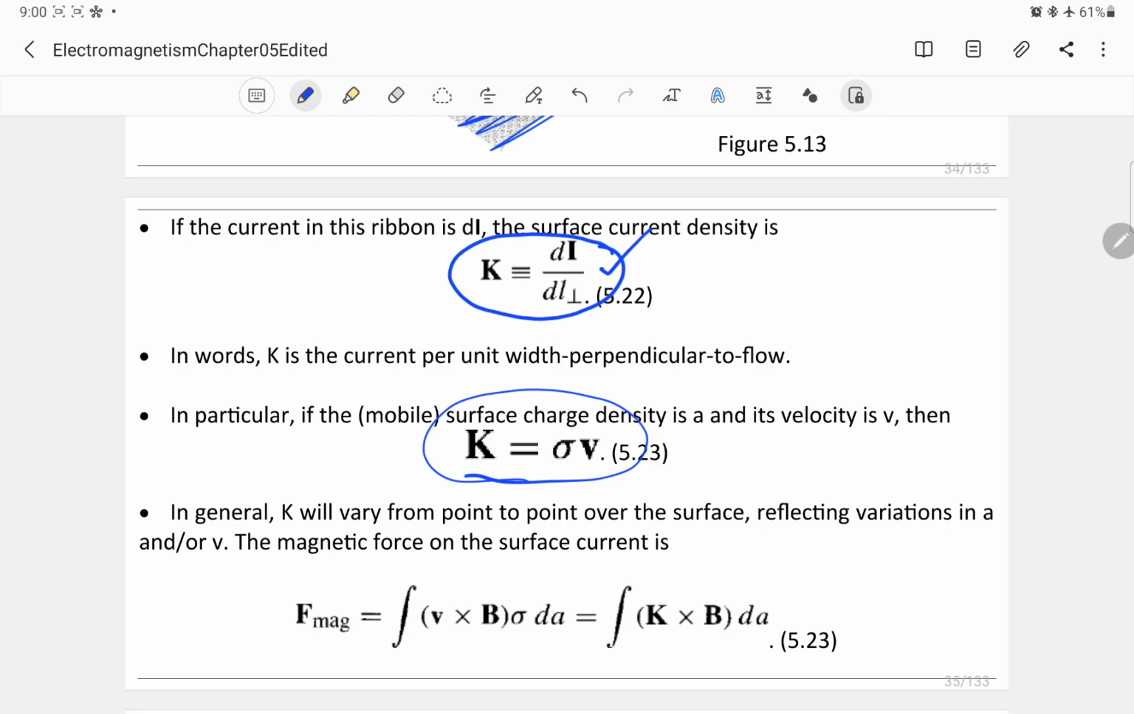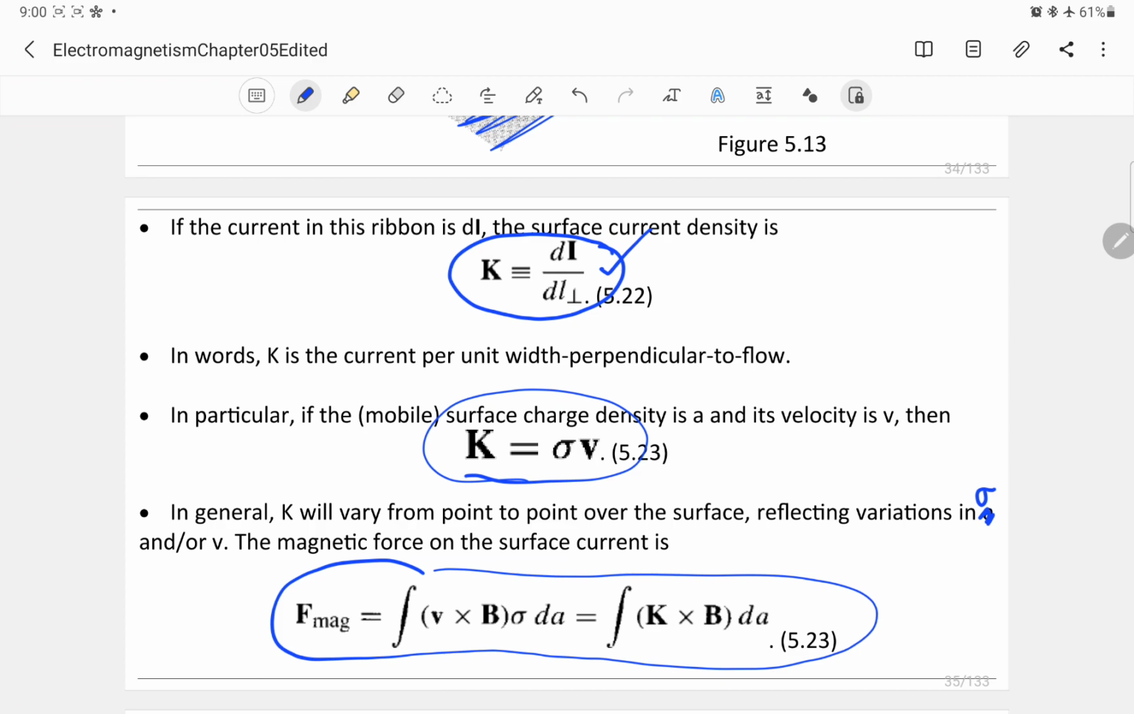In general, K will vary from point to point over the surface, reflecting variation in sigma and in v. This is supposed to be sigma here. So the magnetic force on the surface current would be this one. You can check out the details in the calculation.